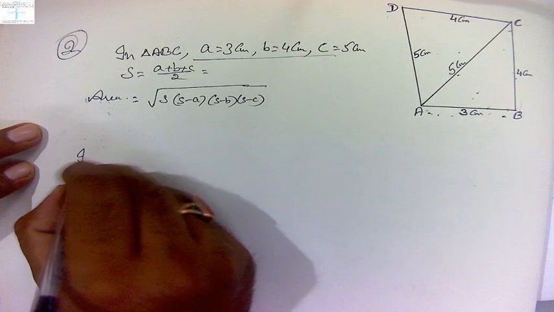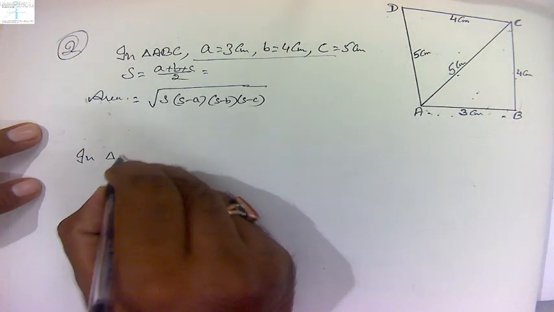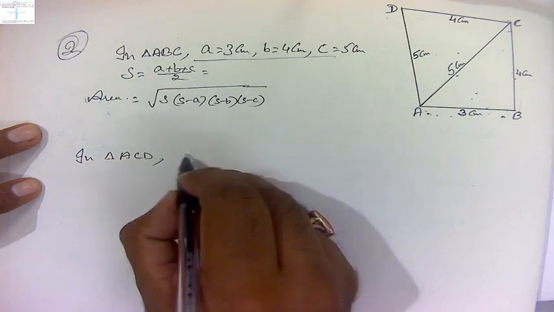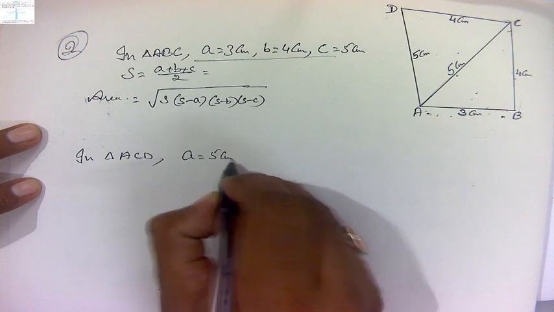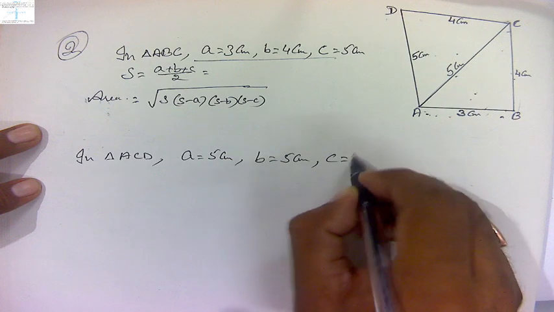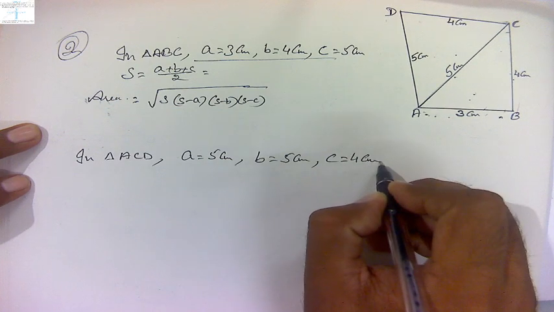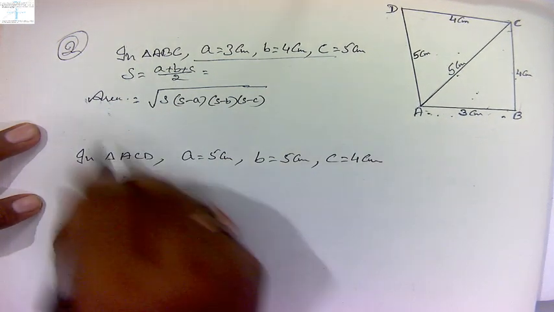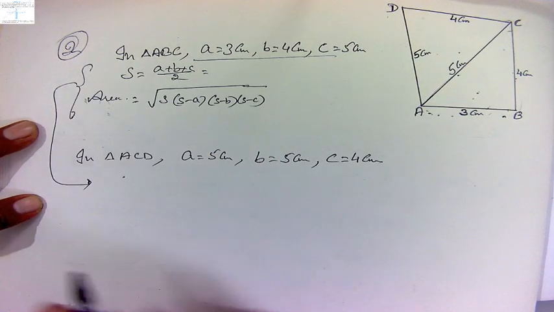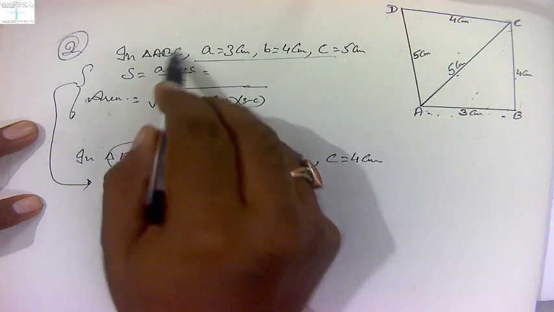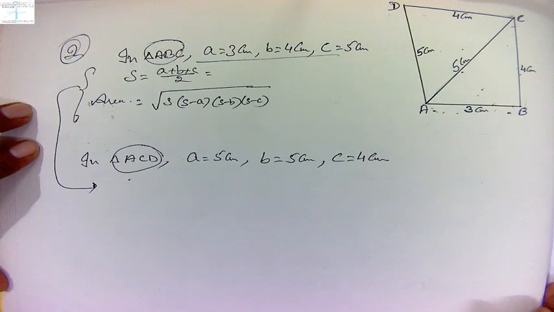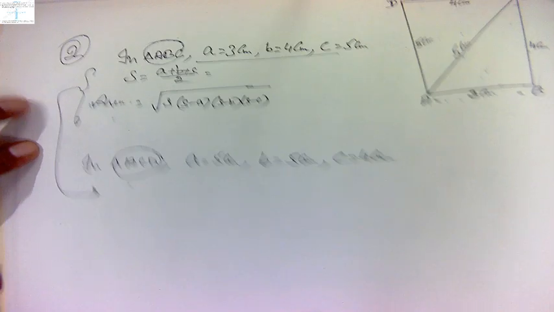Similarly then take the triangle ACD. In the second triangle now the sides A is 5 centimeter, B is 5 centimeter and C is 4 centimeter. So here again use this same formula and find the area, then add the area of these 2 triangles, that will give you the area of the whole quadrilateral. So this I leave it up to you.